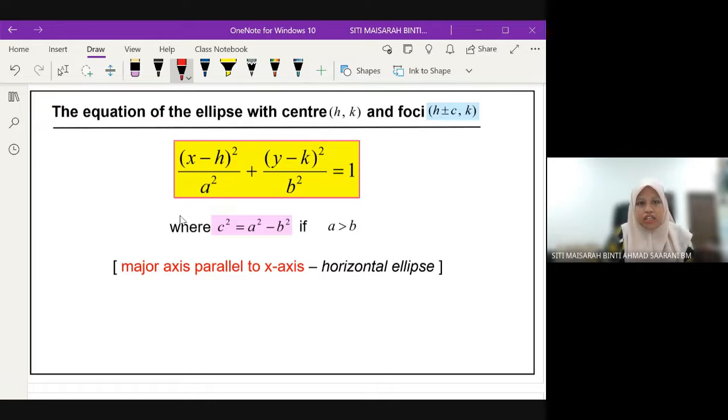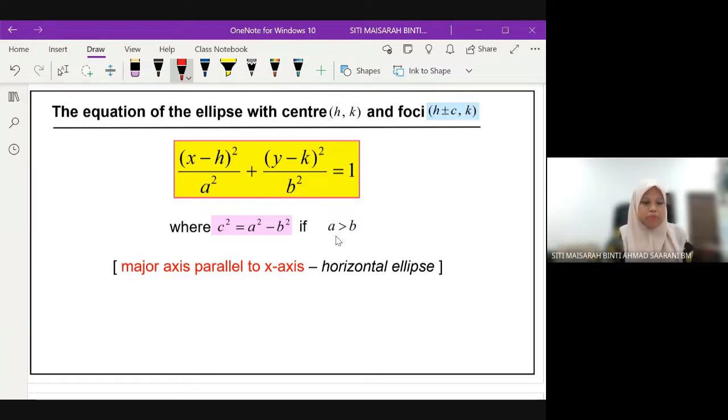Ni kena kenal lah, dia lebih kurang nampak macam sama dengan circle, tapi sebenarnya dia berbeza lah. Dia ada over A square, ada over B square pada di bawah X minus H square dengan Y minus K square ni. And then dia punya belakang mesti always 1 lah. Is equal to 1. Okay. Dia punya case bergantung kepada value of A and value of B.